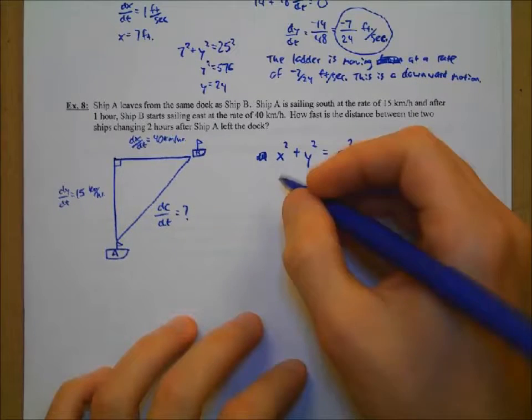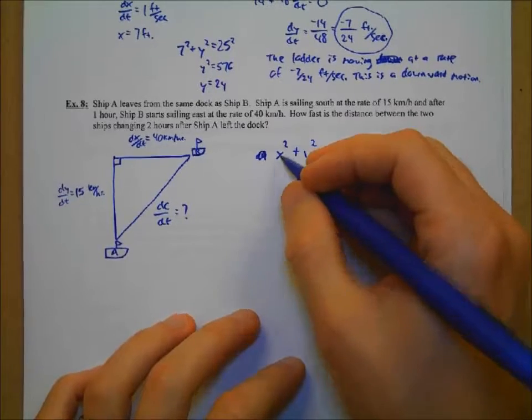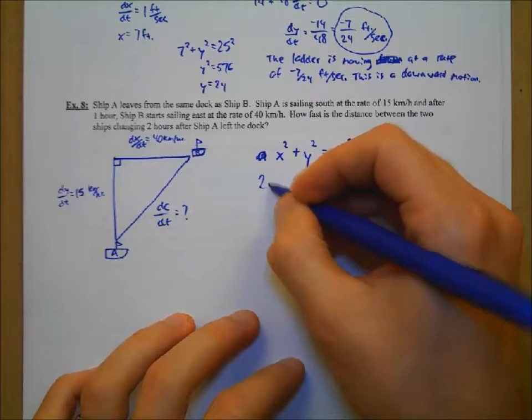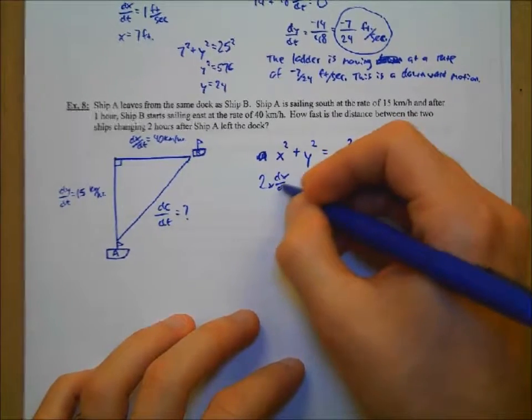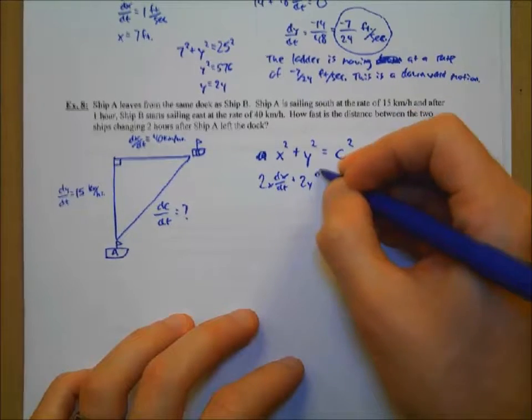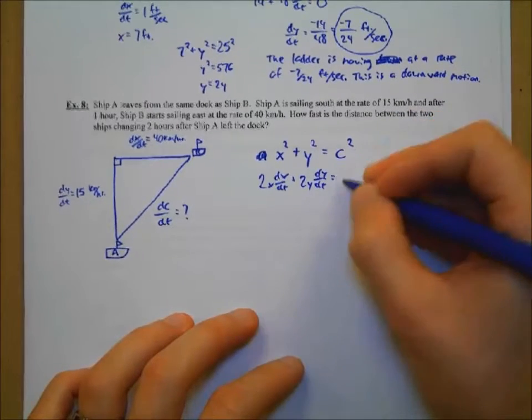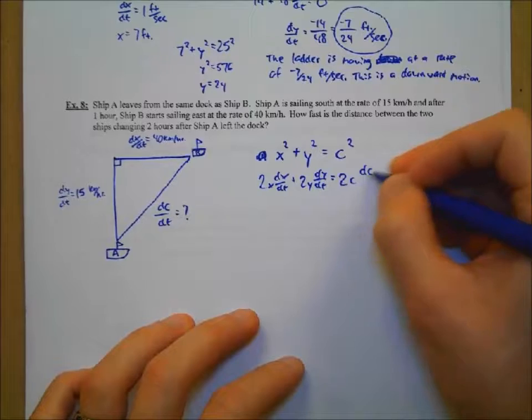So the derivative of x squared with respect to time is 2x dx/dt, right? We don't need to spend too much time on that because we've seen it. 2y dy/dt was just in the previous problem, and then 2c dc/dt here.